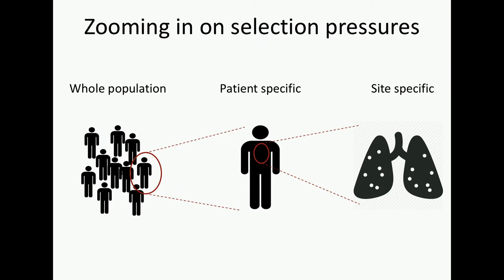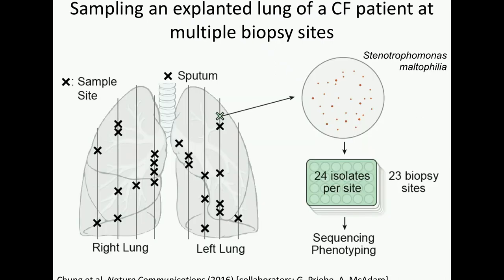So we were actually fortunate enough to have one of the patients agree to give us his explanted lung after a lung transplant surgery. And we took that lung and did many small biopsies, cross-section, biopsy, cross-section, many biopsies like that in the lung. Now, this is actually not with the bug that I've shown you earlier, Dolosa, but rather with Stenotrophomonas maltophilia. But you'll see a very similar phenomenon of diversification happening in that bug as well.